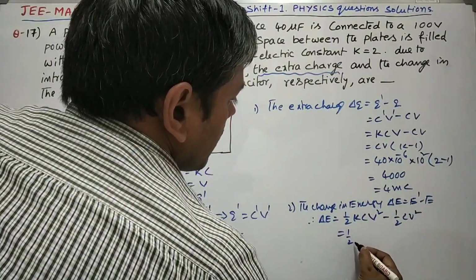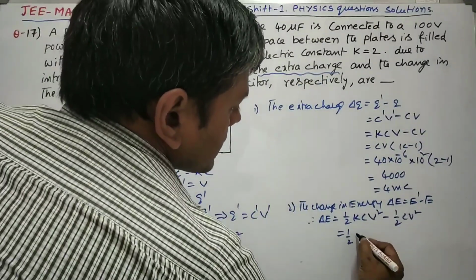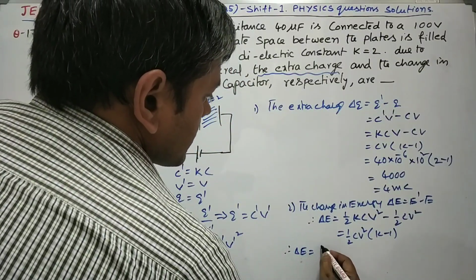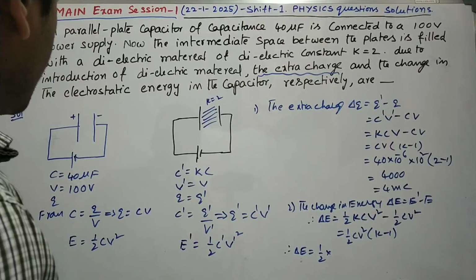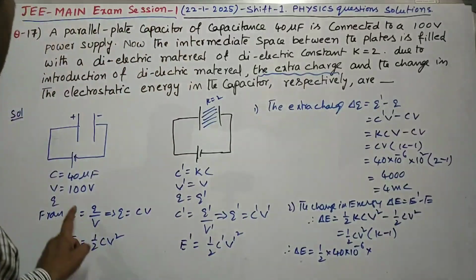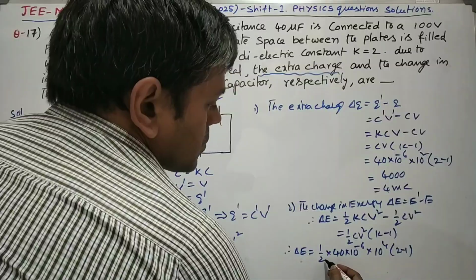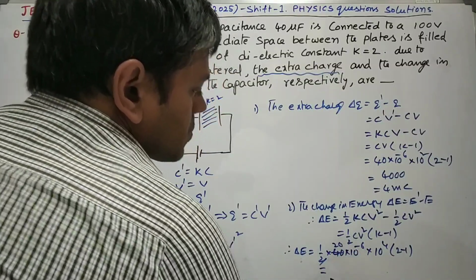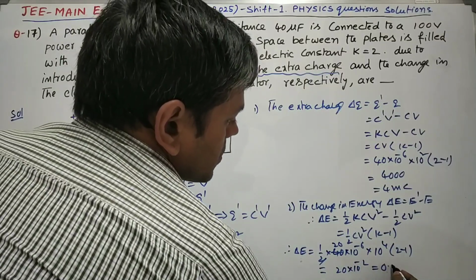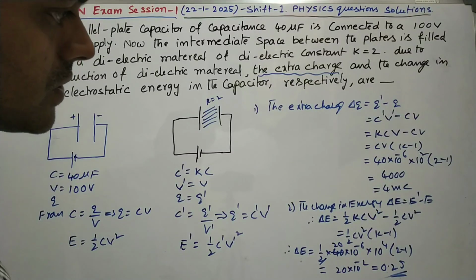So from this, I would like to take half CV square as common, into K minus 1. Therefore, delta E is equal to half into C, where C is equal to 40 micro, that means 40 into 10 power minus 6. V is equal to 100, so V square means 10 power 4, into 2 minus 1. So 20 into 10 power minus 2 is equal to what? 0.2 joule.